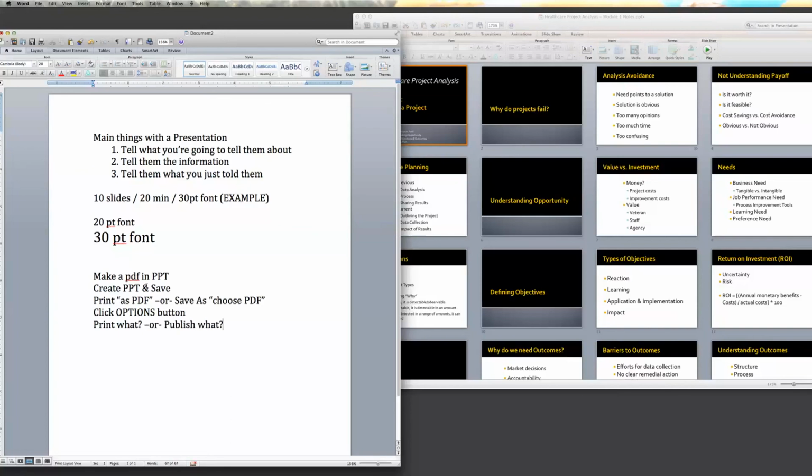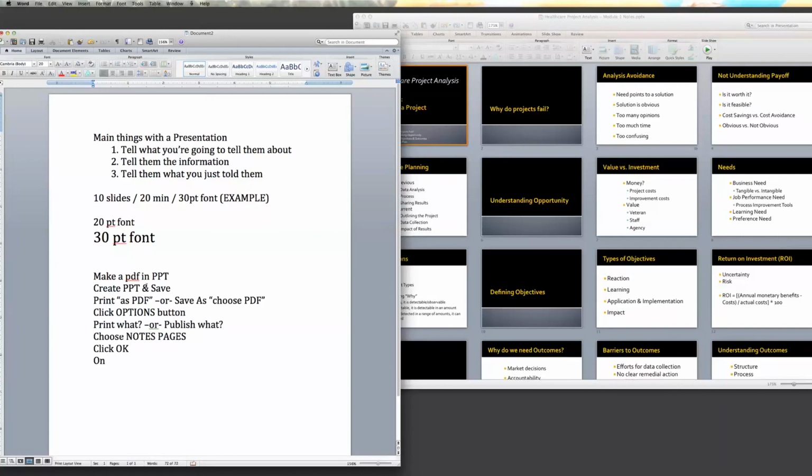Okay, so print what or publish what? And you want to choose notes. Okay, so choose the notes pages. Once you do that, then click OK, and then you're on your merry way.